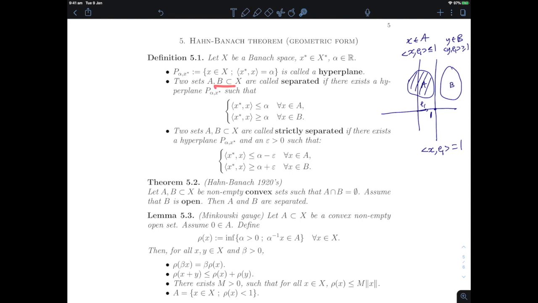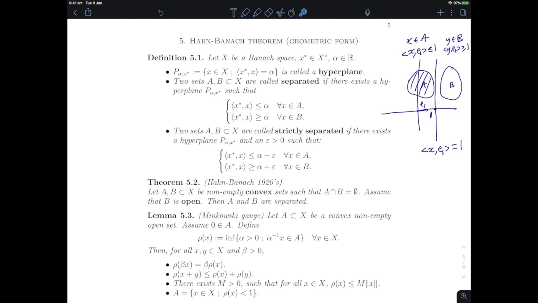So generalizing that idea in a way that makes sense in infinite dimension, we're going to say that two sets are separated if you can find a hyperplane, a line like that in two dimensions, such that one set is on one side of the line and the other set is on the other side of the line. And that's really expressed by saying that the duality product of x star and x is below the threshold that this line defines when x is in A, whereas it is above that threshold when x is in B. Right, so that's the notion of separating two subsets of a Banach space by a hyperplane.